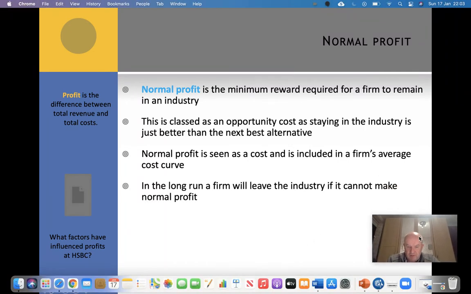Okay, so in the long run, any business, any firm will choose to leave an industry if it can't make normal profit, because it's clearly going to think, right, I've got a better way in which I could allocate my resources. I can use them to try and generate profit in another marketplace. And so as a result of that, I will choose to take my resources and work in another market.